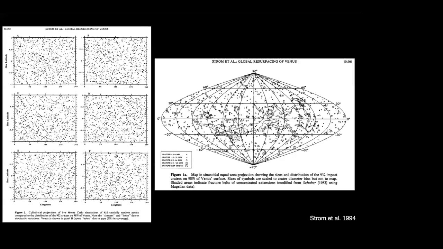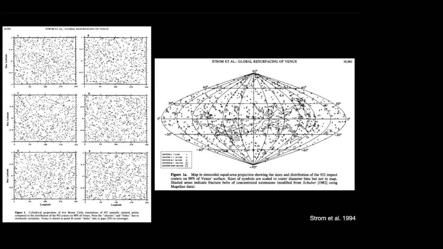Here, one of these 6 panels is actually Venus. The other 5 panels are a random distribution of dots. The surface of Venus is pretty indistinguishable from a random distribution. Here it is, by the way, it's this one. This is the actual distribution.